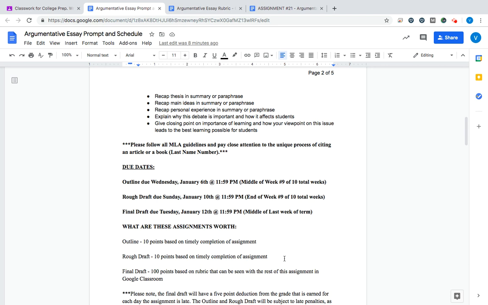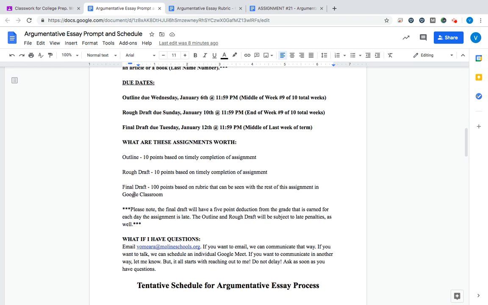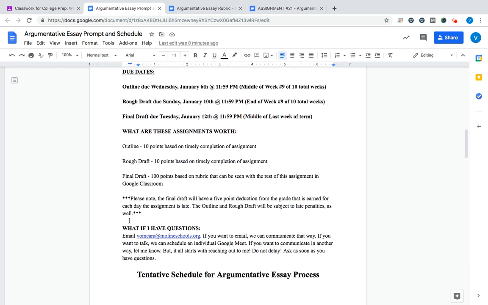Outline and rough draft are worth 10 points each, simply based on full completion. I'm not going to grade them based on content since this is developing work, but if you look at these as all one big thing, that's 120 points, and 20 of it is just meeting deadlines, giving it your best shot to kind of provide you with a cushion, okay? There will be late penalties, so we want to make sure we're getting those in on time.